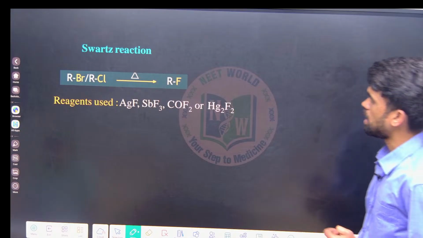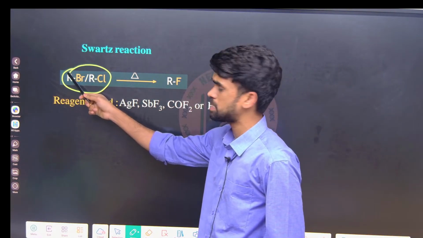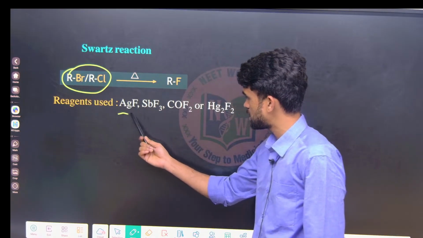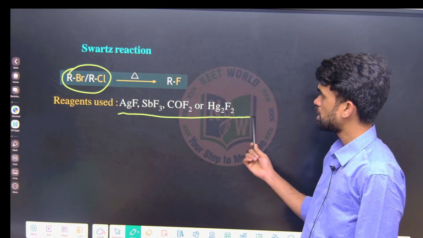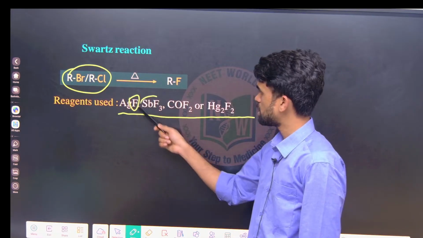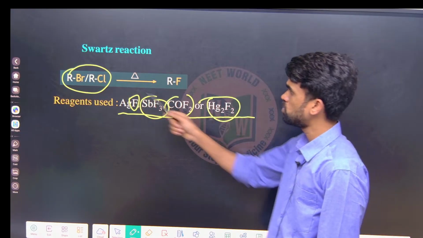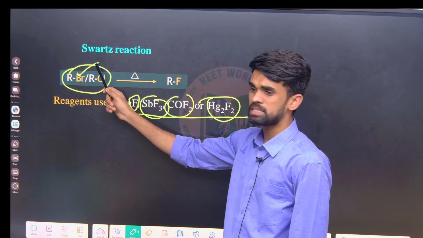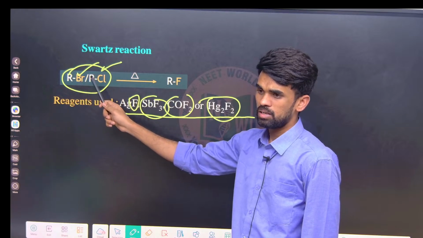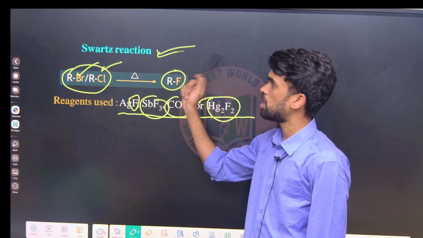So Schwarz reaction, see, conversion of alkyl bromides, alkyl chlorides using this specific reagent. What are the reagents we are using? In all this, fluoride ion is coming out: AgF, SbF3, CoF2, Hg2F2. What will they do? They will replace bromides or chlorides from alkyl halides from the substrate and convert them into fluorides. So what is this? Schwarz reaction.